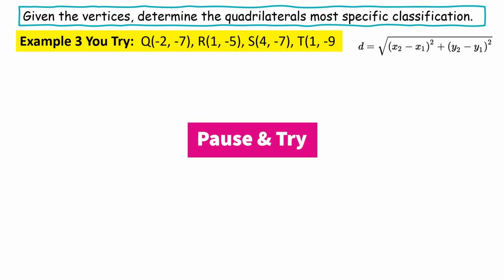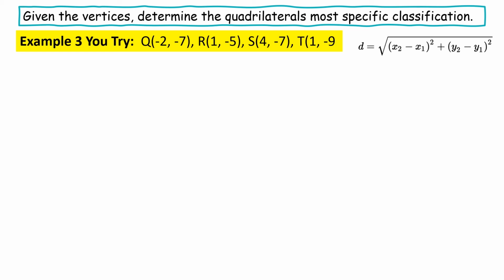All right, for this last problem, I would like for you to pause the video and try it on your own. So you have to find each side and then the diagonals. Remember, after you find each side, look at what the quadrilateral could be. Then when you find the diagonals, narrow it down a little bit more. So go ahead and pause and try it on your own.